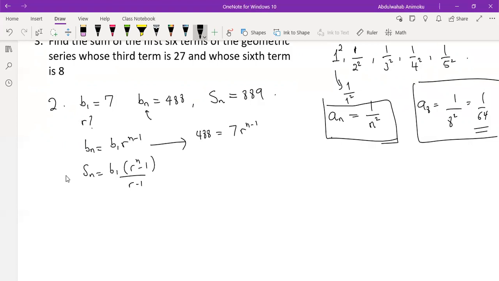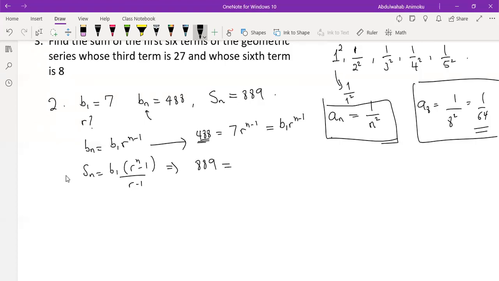So we'll leave this for now. We just write this as B1 r^(n-1) = 488. We know this. Now, let's come back to Sn. We know that Sn is 889.